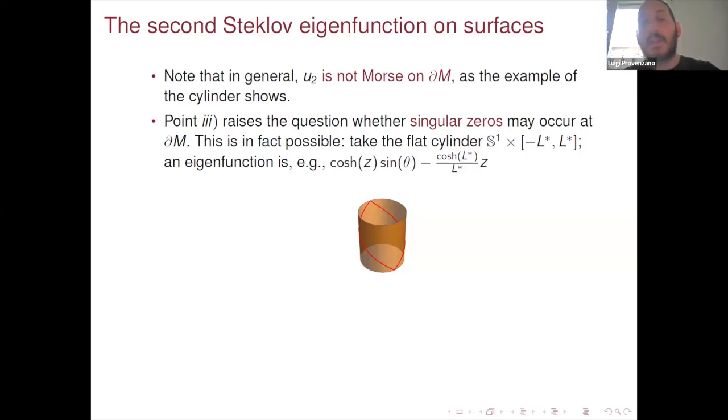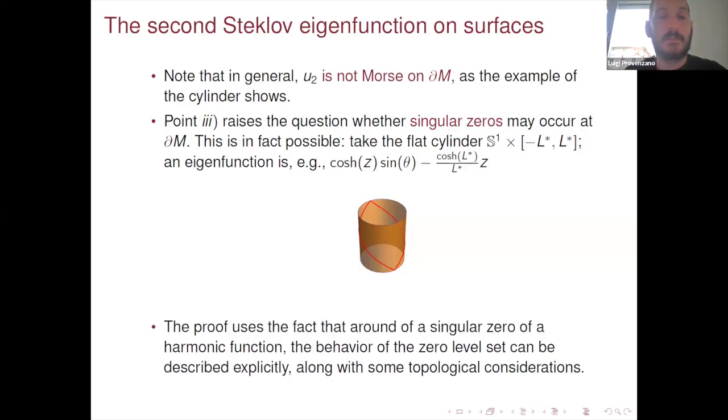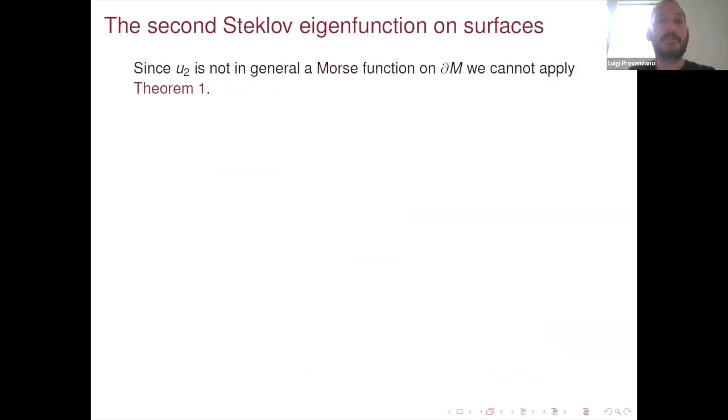But this can happen. But this is not really bad. At the end, this situation is not really bad. We can control it. And the proof of this result uses the fact that around singular zeros of a harmonic function, the behavior of the zero-level sets can be described explicitly. Then we use some topological considerations and also an argument in the spirit of Payne and Philippin of 1991. So for this theorem, I don't enter into the details.